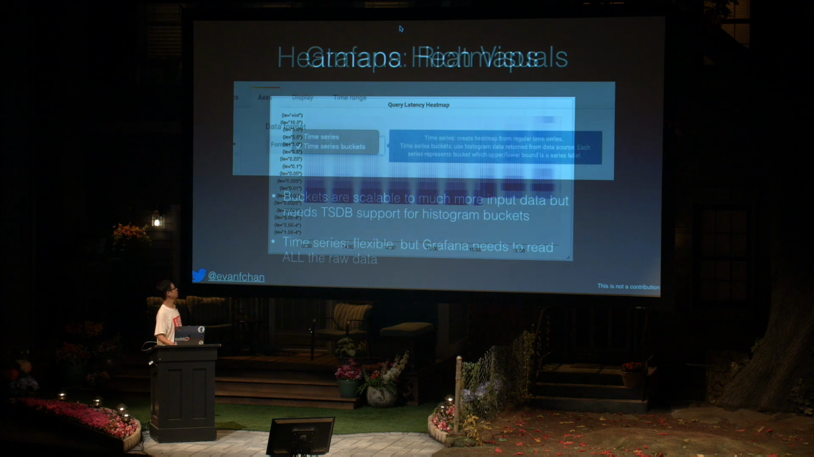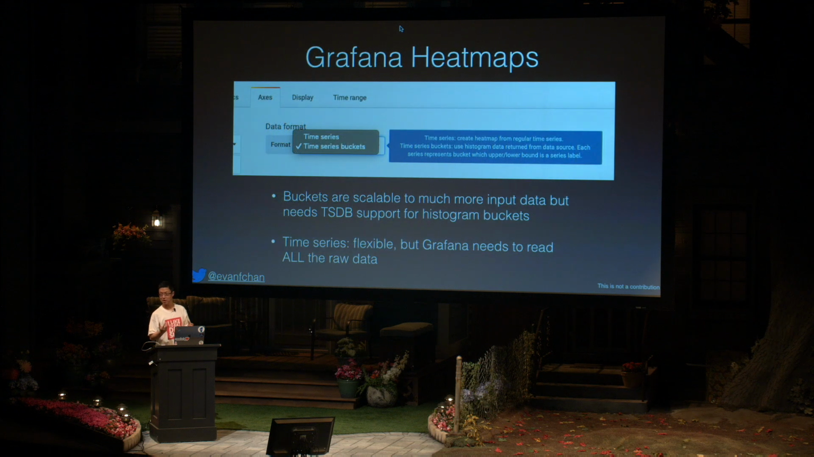By the way, just a really quick note on Grafana heat maps: there are two options for the data format. There is a time series and a time series bucket. The easiest thing to do is to pick time series because Grafana will just pull your raw data, but that only scales so far. I don't have exact numbers, but above a certain range, you're going to start bogging down either your TSDB or something else. So I recommend doing buckets because that only pulls in as many time series as you have buckets.